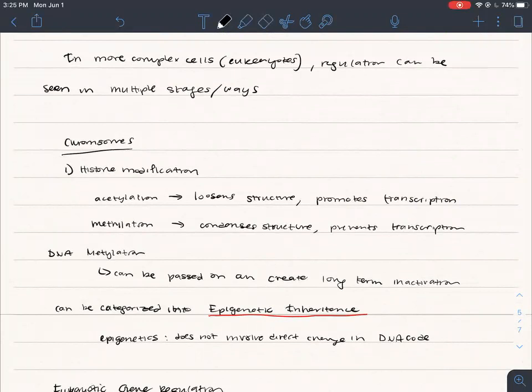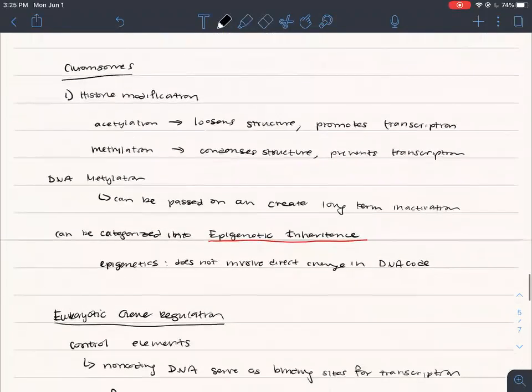So we could go back to a more global scale, just like we did with mutations. You could look at gene regulation on a global scale, like through chromosomes. So something called histone modification, where we know that chromosomes are wrapped around proteins called histones, and that's how we preserve them. In acetylation, we're loosening that tightly bound structure of the chromosomes in order to promote transcription of genes on that chromosome. And methylation is basically the opposite, where we want to condense the structure even more because we want to prevent transcription of certain genes on that chromosome.